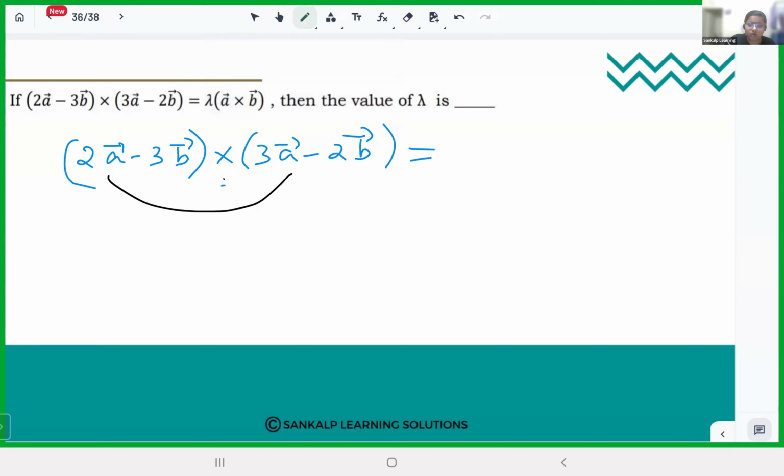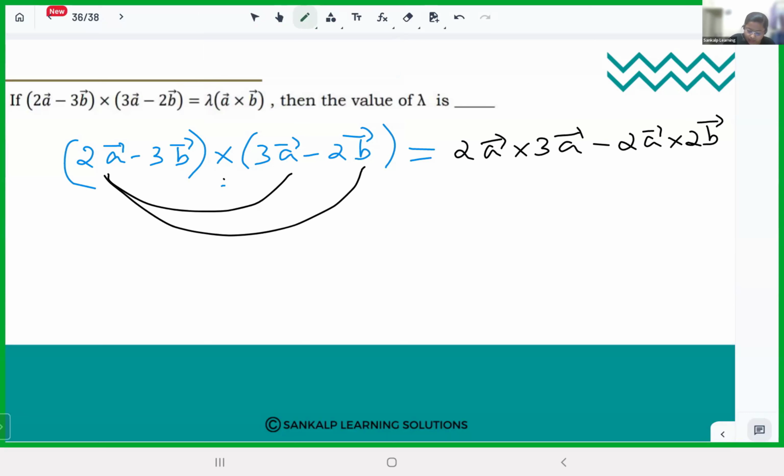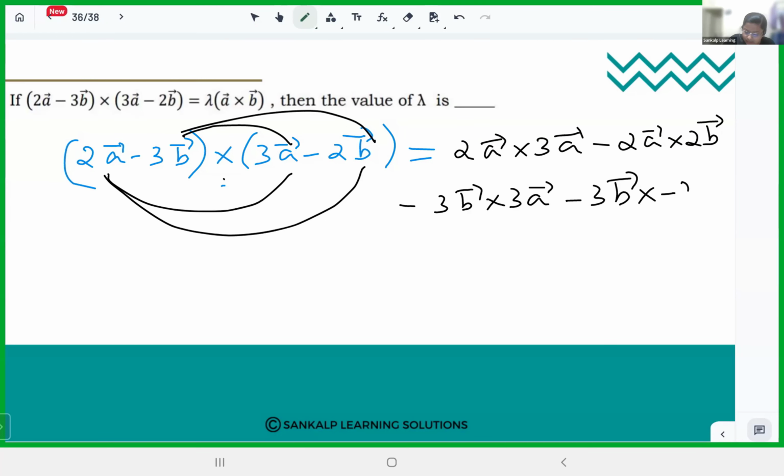It is 2a into 3a, right? So this is 2 into vector a into 3 into vector a, then 2a into minus 2b, that is minus 2a into 2b, then minus 3b into 3a, then minus 3b into minus 2b. So this is equal to 6 into vector a square, right? Magnitude of vector a square.